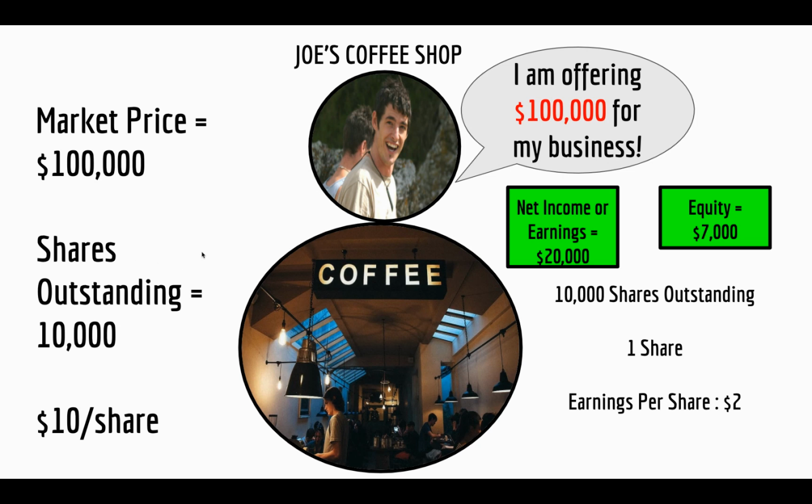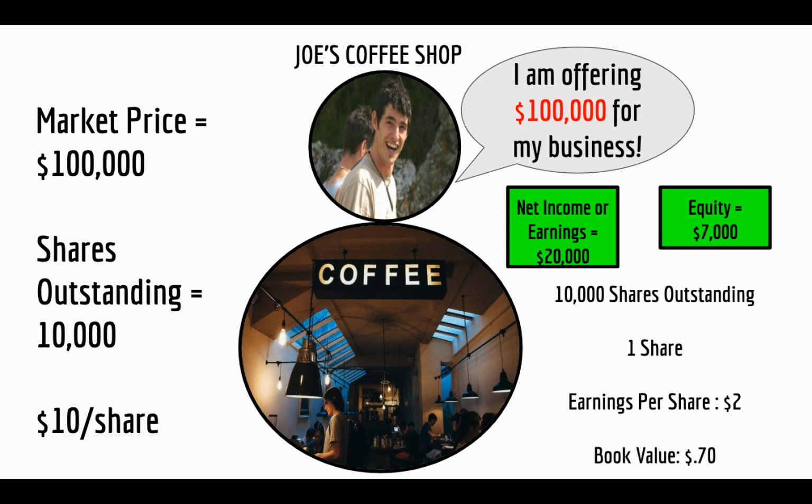For every share that I own, I get $2. Okay, how do we figure that out? Well, we take our net income, or our earnings, of $20,000 and we divide that by 10,000. So the earnings per share is $2. So if I bought the entire company, I would get $20,000. If I bought all 10,000 shares, I would get $20,000. If I bought one share, I would get $2. My return on the investment is the same for either one.